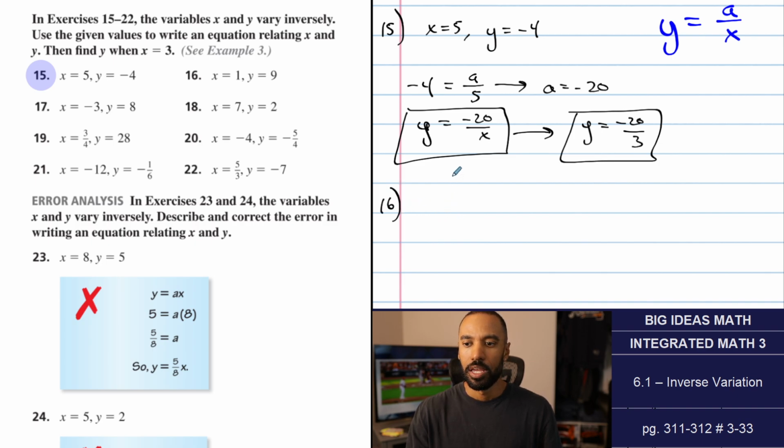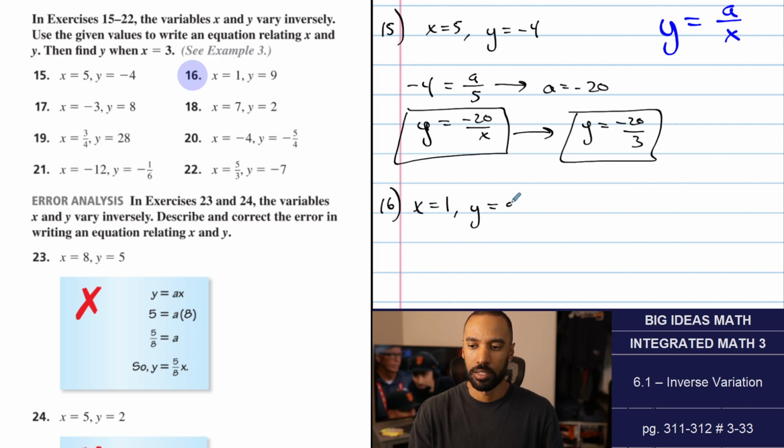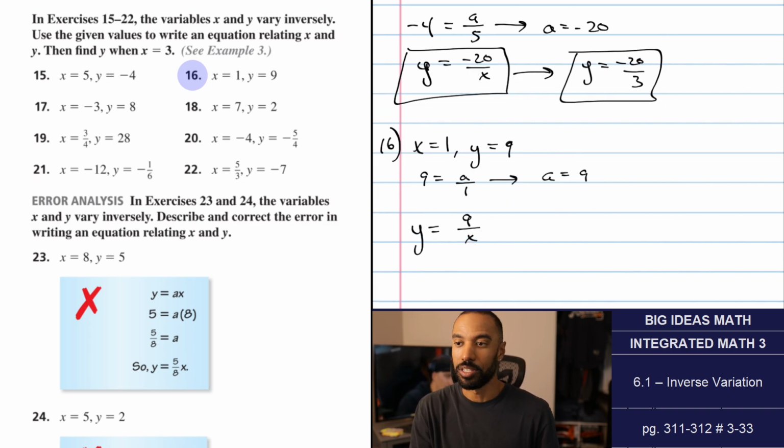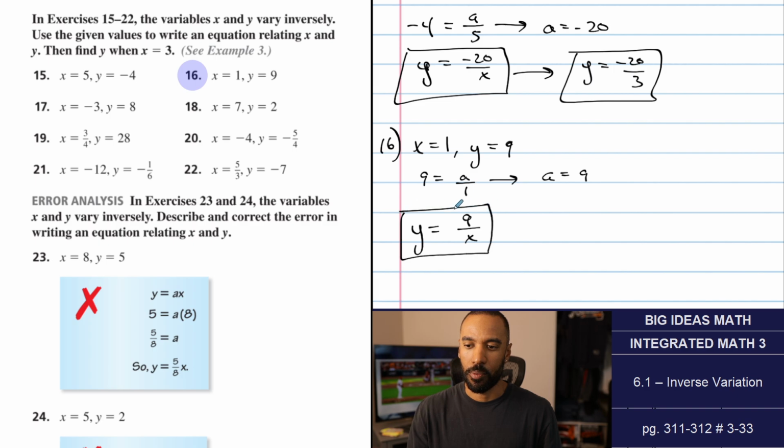That's fine. Number 16 says x equals 1 when y equals 9 through inverse variation. So x equals 1, y equals 9. Well, what is a divided by 1? 9 is a divided by 1, so a equals 9. Therefore, our equation is going to be y equals 9 over x. Right? When x is 1, y is 9. When x is 9, y would be 1, actually. But they don't care about that. They care about when x is 3. So y is 9 over 3, which is 3.